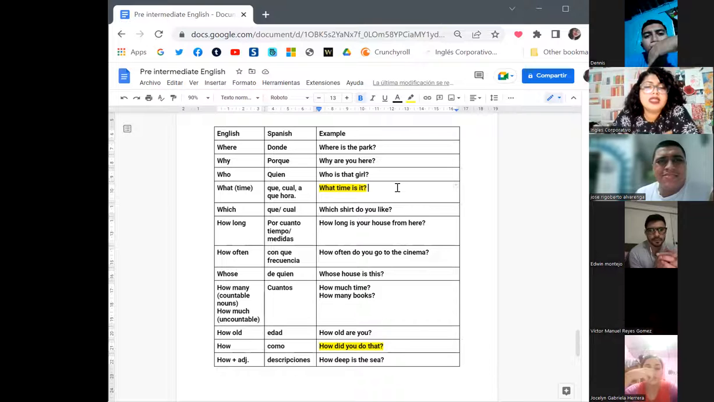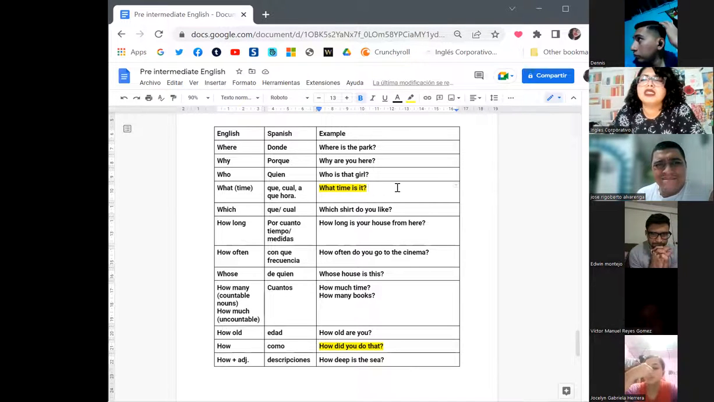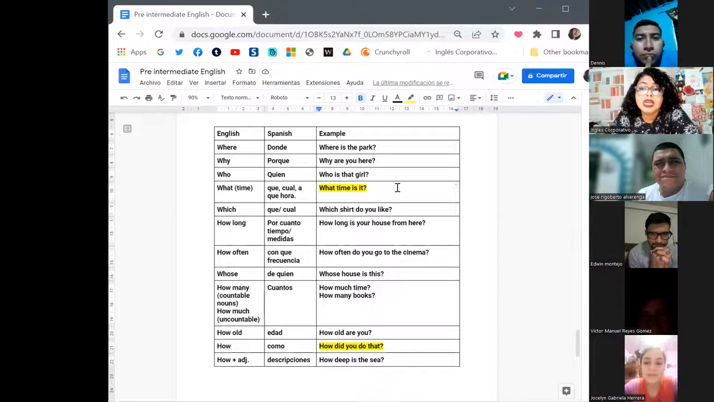No siempre lo vamos a utilizar al final. Son pocas las veces en las que lo podemos utilizar al final, porque a veces nos sentimos más cómodos haciéndolo así, poniendo el verbo to be en segundo lugar. Pero sí se puede hacer en algunos casos.